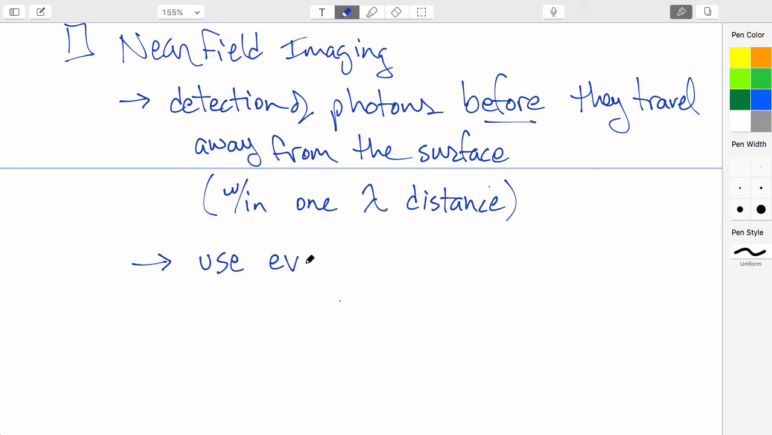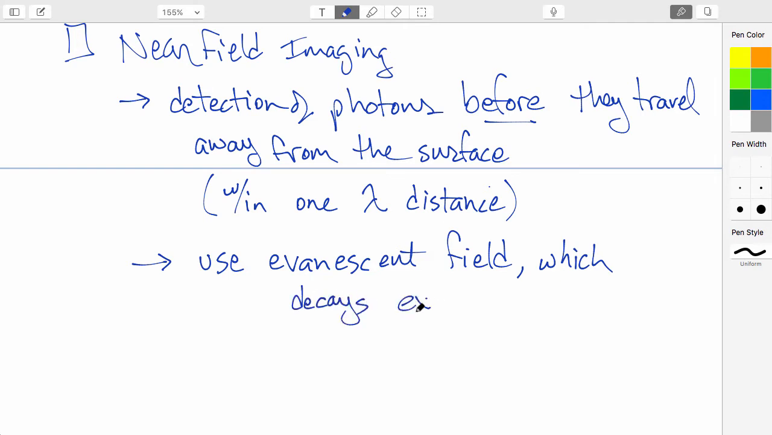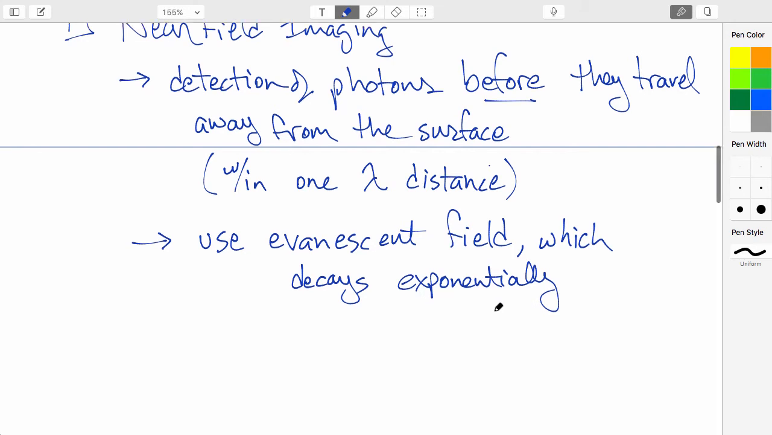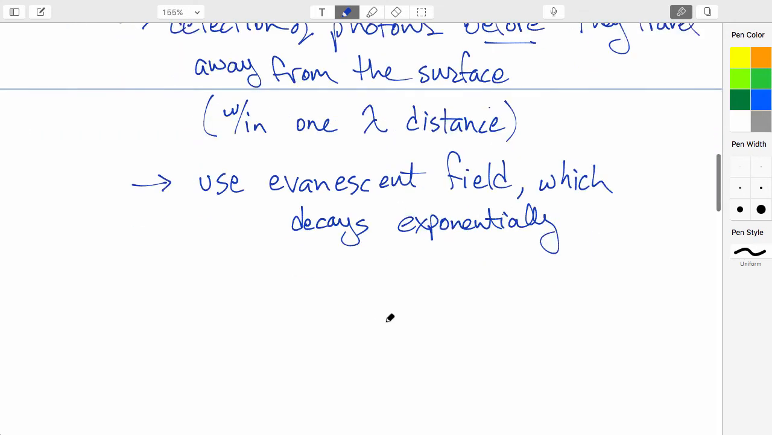Now, this uses evanescent fields, and although that sounds like a really complex term, or maybe mysterious, it's really not. And I'll draw you a picture which I think can give you a sense of why this works. All right, and an evanescent field decays exponentially. And because it decays very rapidly, exponentially, that's why it's important to either have the source or the detector very close to the surface.